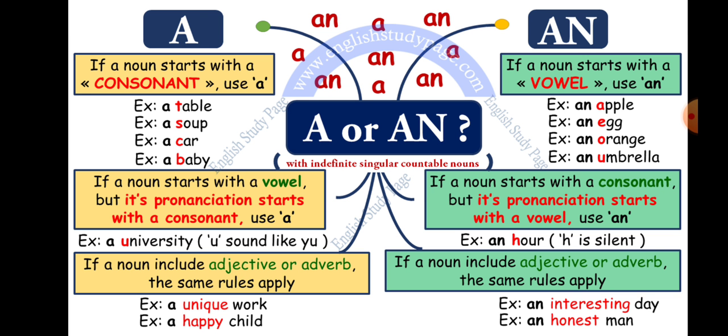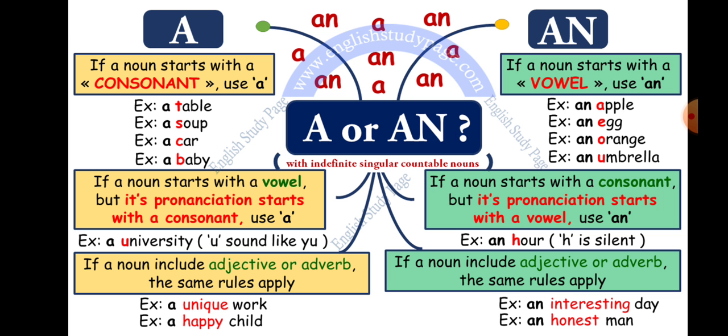And for an, if a noun starts with a consonant but its pronunciation starts with a vowel, you have to use an, like an hour, h-o-u-r. H is not a vowel, vowels are a, e, i, o, u, but when you pronounce h-o-u-r, you do not pronounce the h, you pronounce it as our, an hour. In the same way, h-o-n-e-s-t, you do not say honest with an h, you say honest. So when a word starts with a consonant but its pronunciation starts with a vowel, that time you use an.